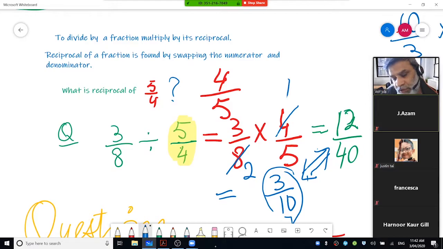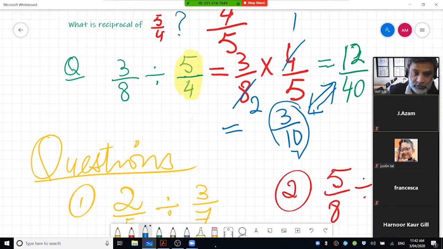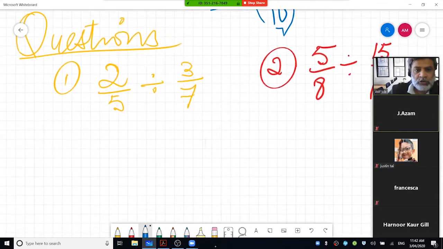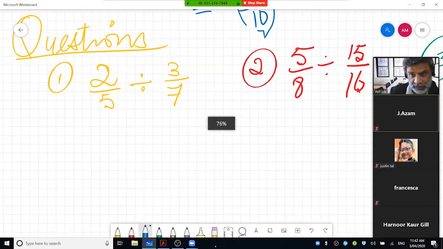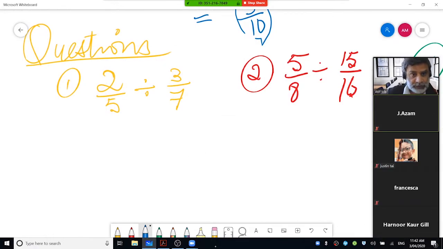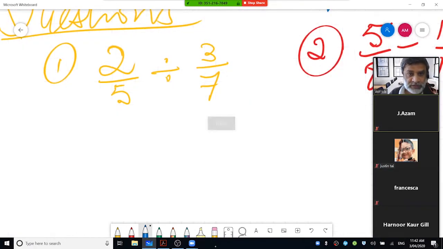3 over 10 means you are making 10 equal parts of a thing and taking 3 parts. 12 over 40 means you are making 40 equal parts of a thing and taking 12 parts. So they are both actually equal. So they are equivalent. So we would do some questions with your help. First of all, kindly do this question, 2 over 5 divided by 3 over 7, and let me know the answer, please.